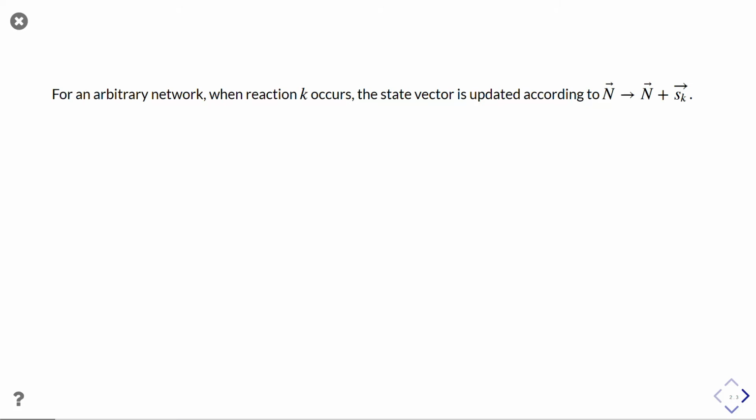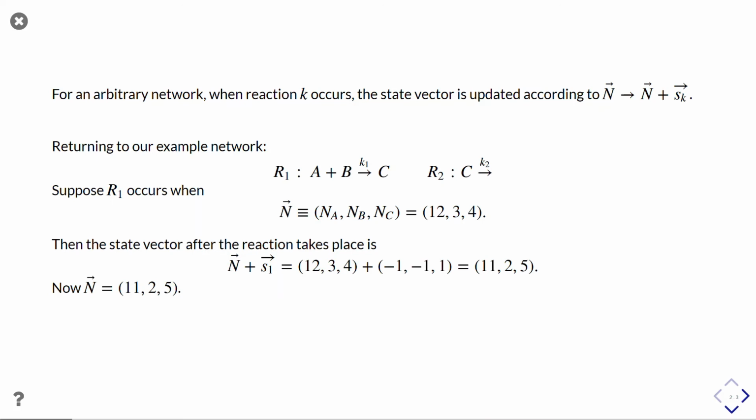For an arbitrary network, when reaction k occurs, the state vector is updated according to the rule n goes to n plus the stoichiometry vector. Thus, returning to our example network, we suppose that R1 occurs when the state vector n equals 12, 3, 4, indicating that there are 12 molecules of A, 3 molecules of B, and 4 molecules of C present. Then, applying the rule that the state after the reaction is the state before plus the stoichiometry vector for the reaction, the new state vector is 11, 2, 5.